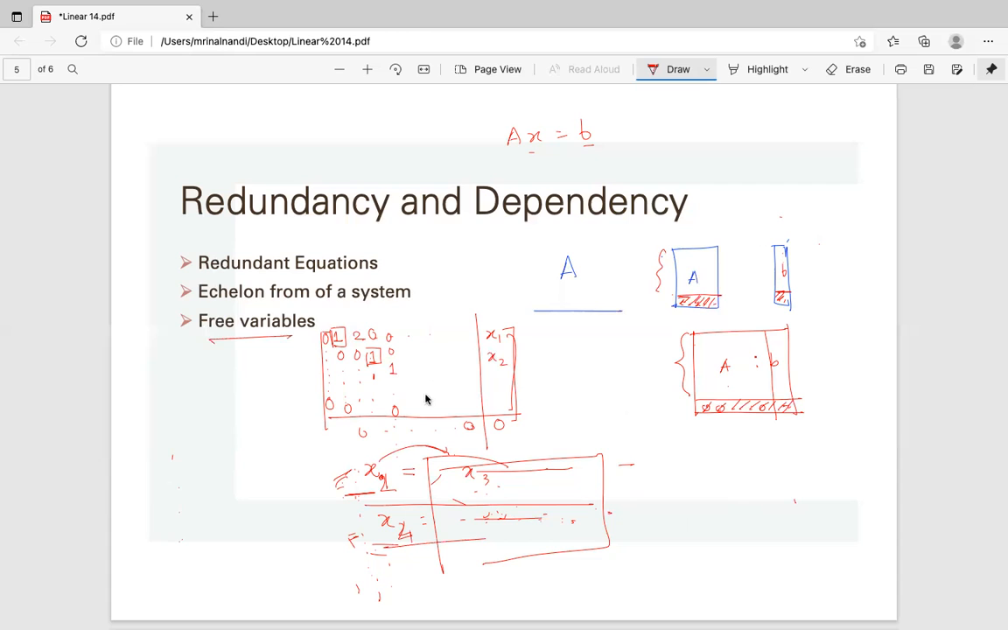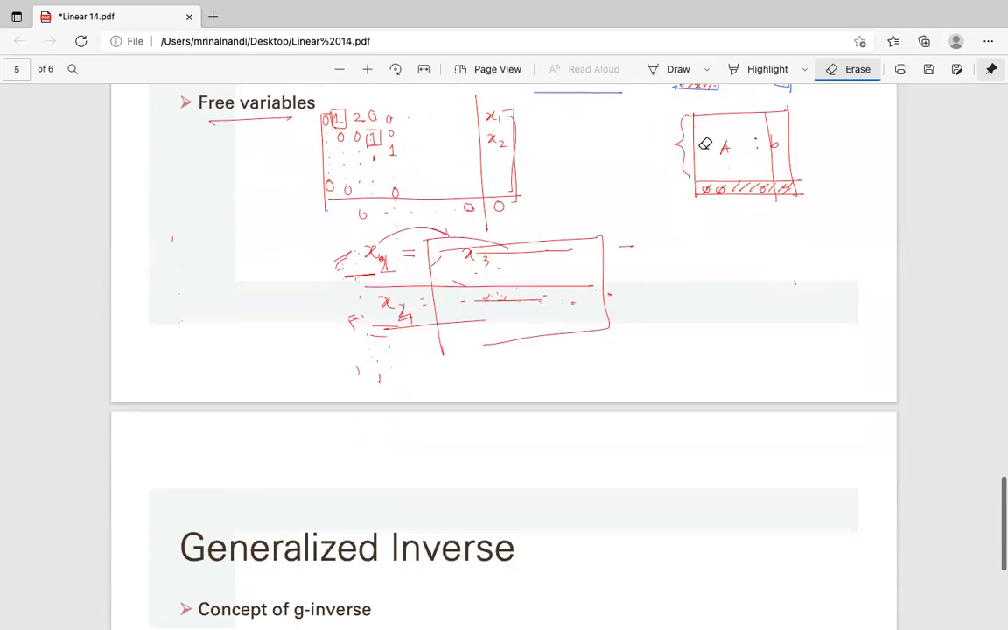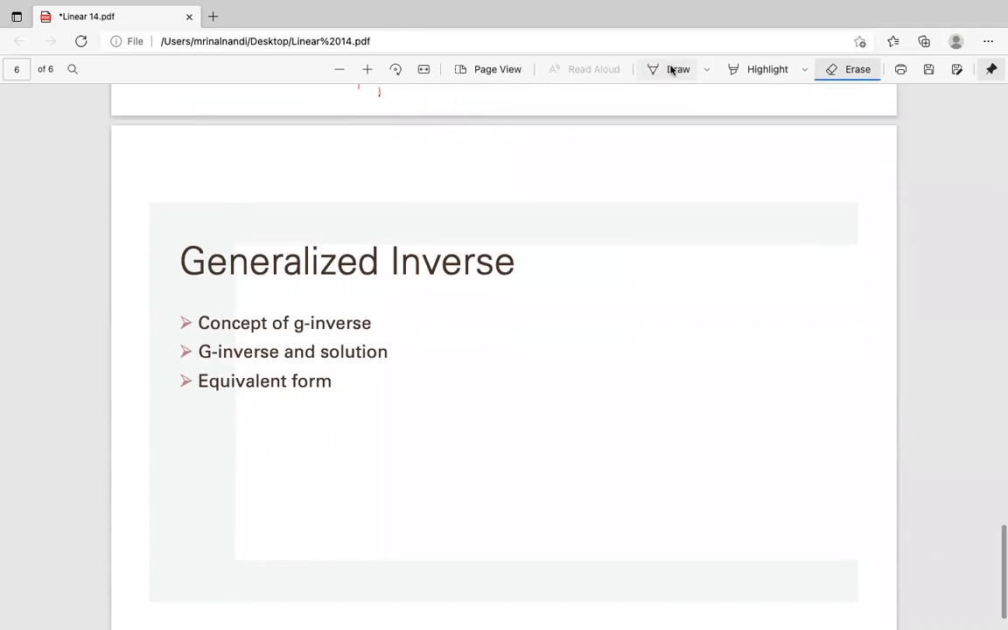So this is the idea of PFL, and this idea is coming from this echelon form. It's very interesting and very useful for solution purposes. And now there's a short, brief introduction on generalized inverse.